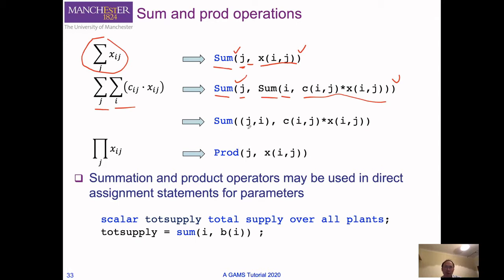We can also use sum and include the two indices i and j together, then we write the expression. Both of them are the same. If we have the product, then we can use the keyword prod, then two brackets, then the index, comma, then the expression. Here, there is one example to use summation to directly assign values to a parameter.